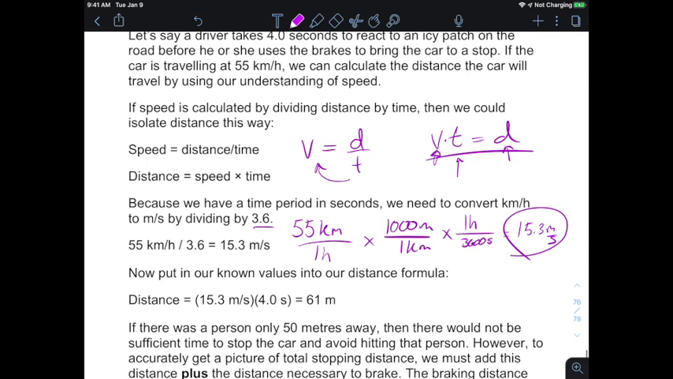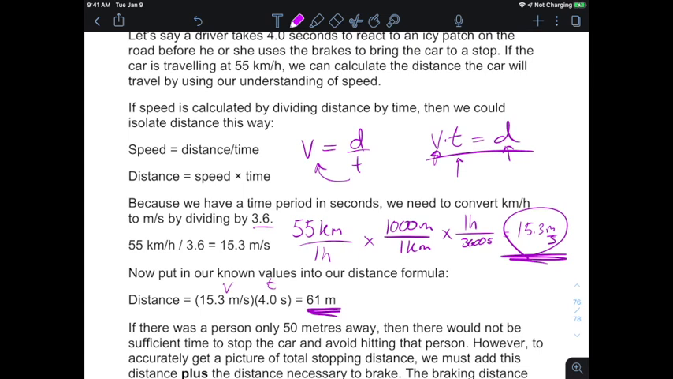So now we put our known values into our distance formula. Distance is equal to the speed, V, times the time, 4 seconds, and we determine that 61 meters have already passed in those 4 seconds it took you to look up. That's at 55 kilometers per hour, so that's below the speed limit in many areas.